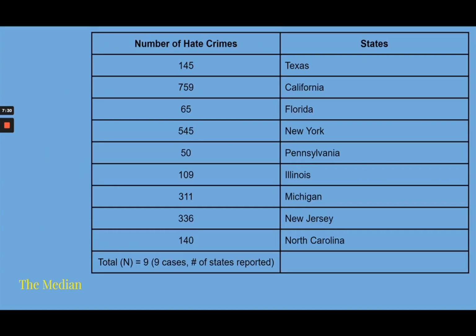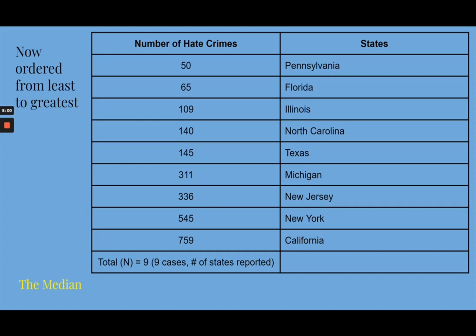So in your book, this is the table that it presents to you. If you look at it, the number of hate crimes on the left is not in any order. It's just randomly placed there. On the right, it has the state and its corresponding number of hate crimes that occur in it. So we see that there are 9 cases: 1, 2, 3, 4, 5, 6, 7, 8, 9. So we have 9 states that have reported the number of hate crimes.